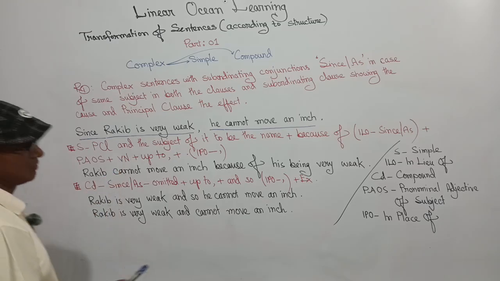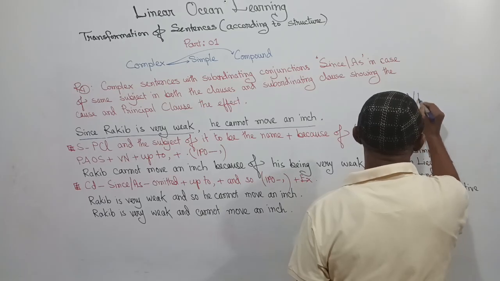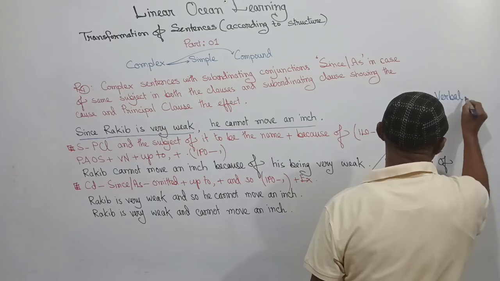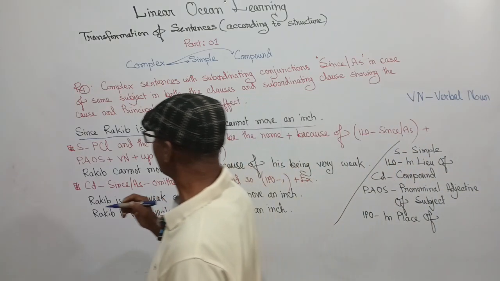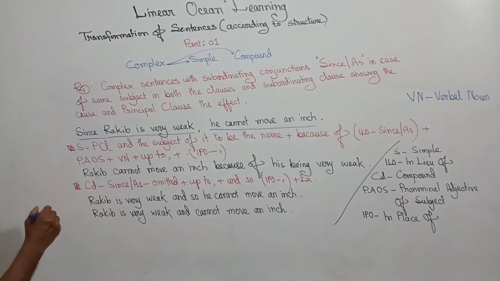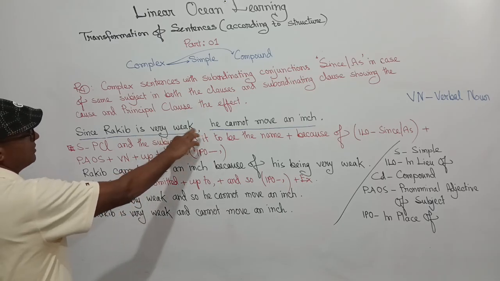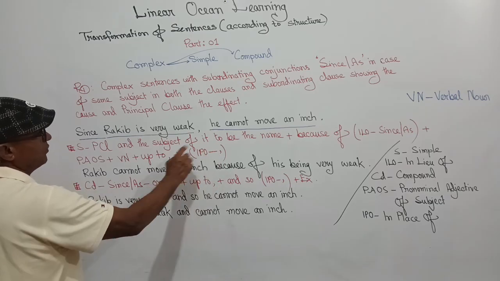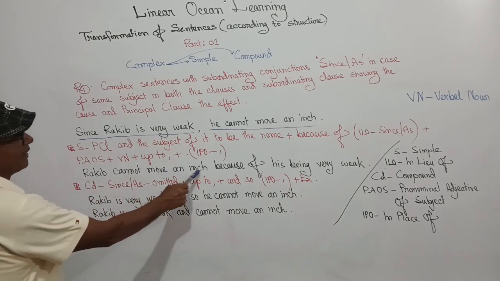VN is verbal noun. Let it be verbal noun, VN. And this verbal noun can also be gerund or verb-ing. Up to the comma, here it is, very weak. Then in place of the comma it will be a full stop. If we follow the structure, then the simple sentence we will get is: Rakib cannot move an inch.